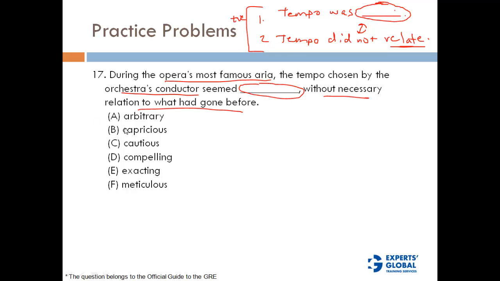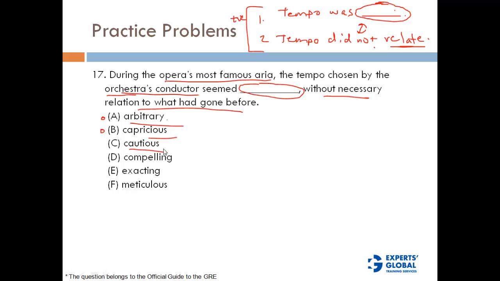Okay, so let's look at this. Arbitrary. If the tempo was arbitrary, it would mean that it did not relate to the other pieces of the orchestra. So this is a good fit. Capricious. If the tempo was capricious, it just depended on the whims and fancies of the orchestra's conductor, and it did not relate to the orchestra. So this also goes well.